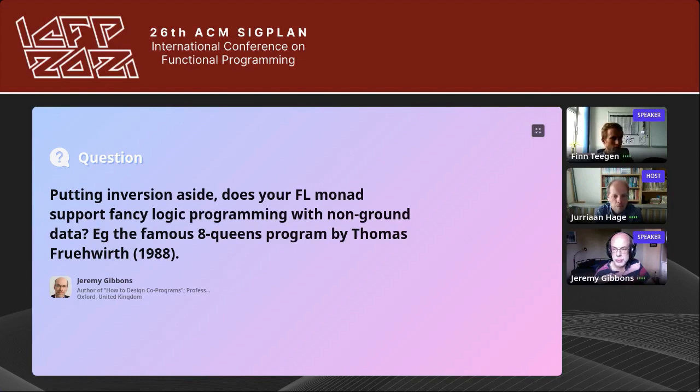Right now, it's solely used for the function inversion purpose, but you could easily define your own DSL using that monad to support logic programming in Haskell. And although not tested, I am pretty confident that the Queens program can be implemented using the FL monad. Of course, the Queens program can be implemented without the FL monad. All you need is lists. Yeah, that's true, but efficiently implemented.